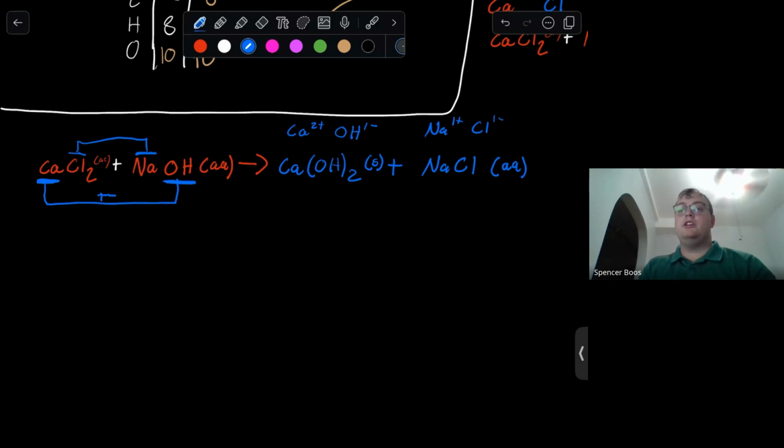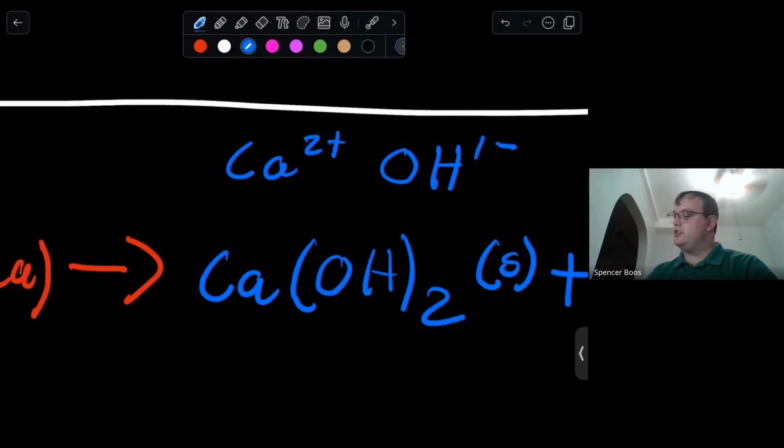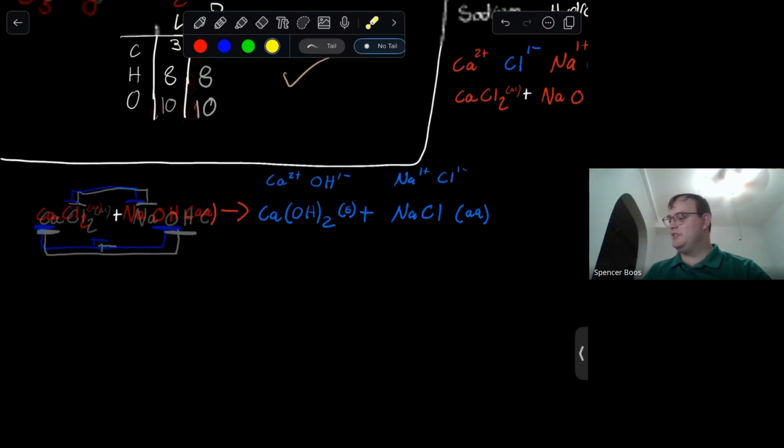The next question here with this is, sorry, there's one more small question here: how do we write charges? Your charges always get written with the number before the sign of the charge. So that's 2 plus, 1 minus. It's just how chemists do it.